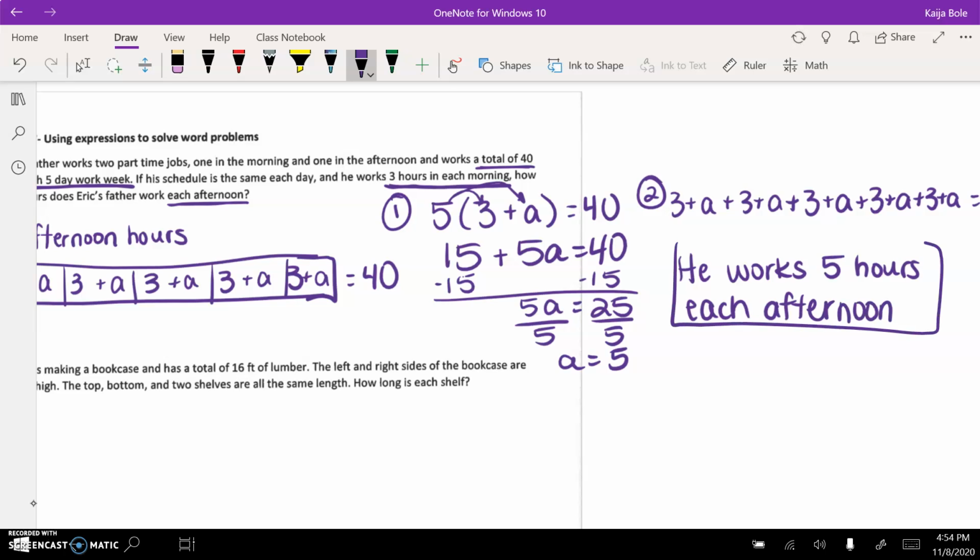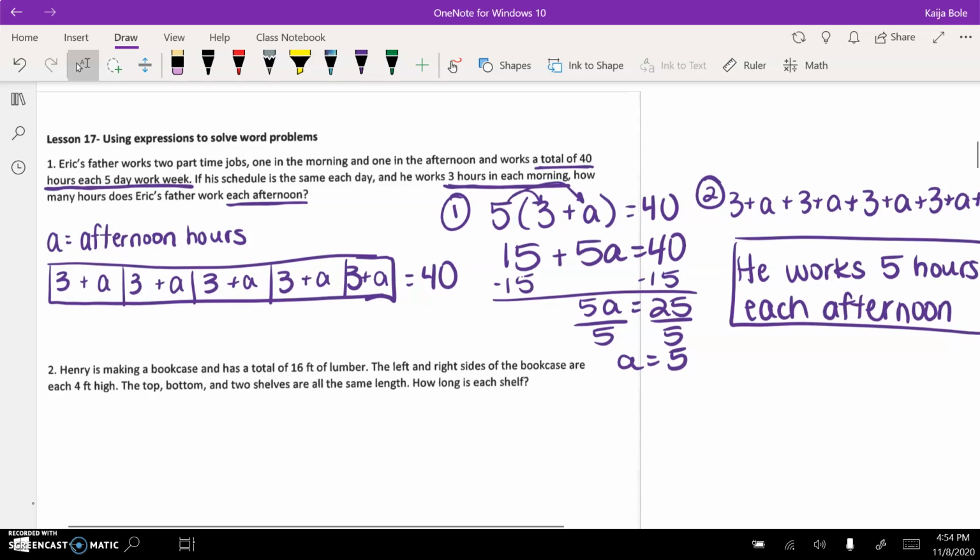Okay, so that's number 1. Now, do you have to use the visual? No, not necessarily, but if you're stuck, that would be a good thing to start with.